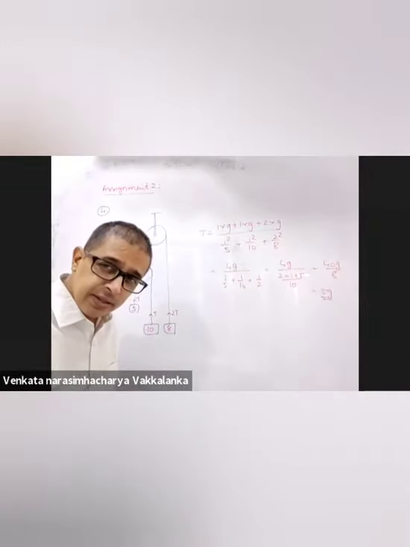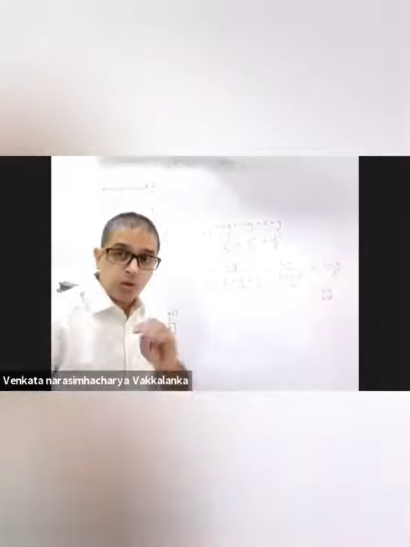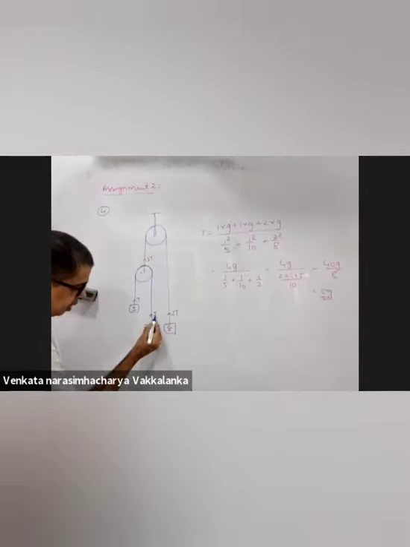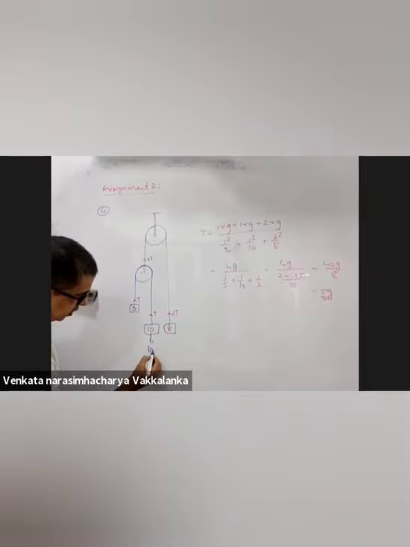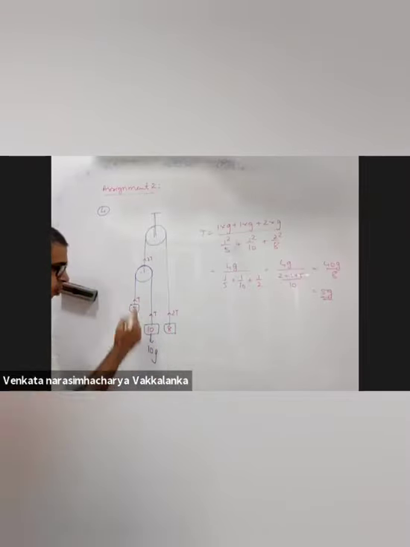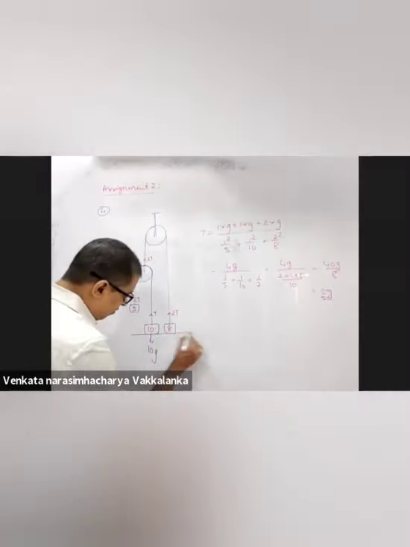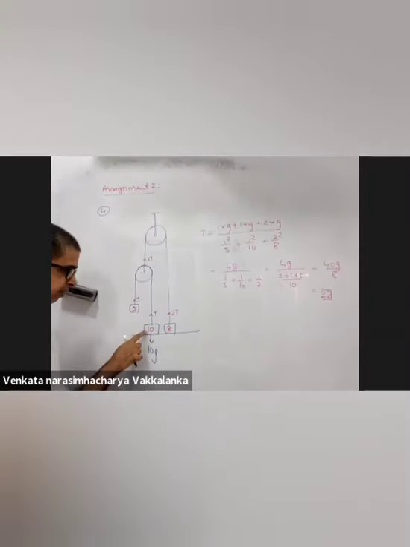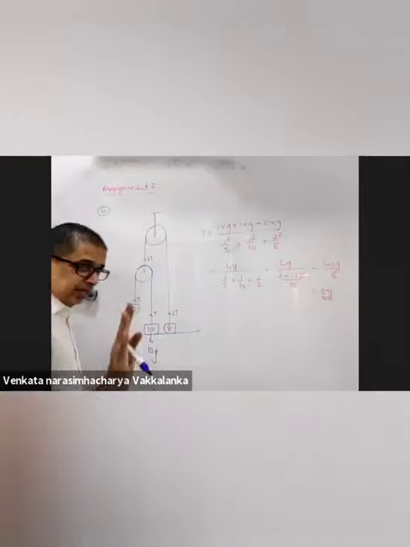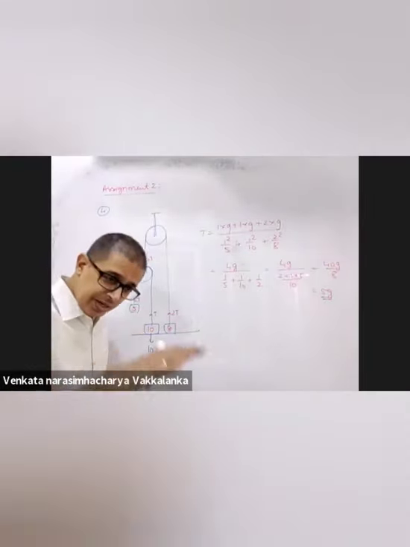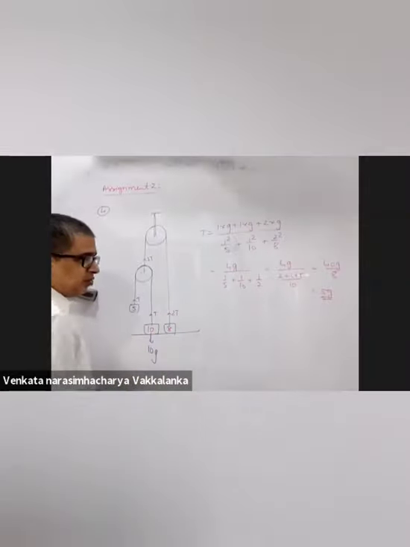If the floor didn't exist, the tension would be 5G in the string. Agreed? Yes, sir. Now, don't jump to conclusions. Listen carefully. Tension is 5G. This is 10G. Do you think this will move up? No, sir. So technically, when I have a floor here, the 10 kg block is not going to move up. The 10 kg block is on the ground because the tension is 5G.